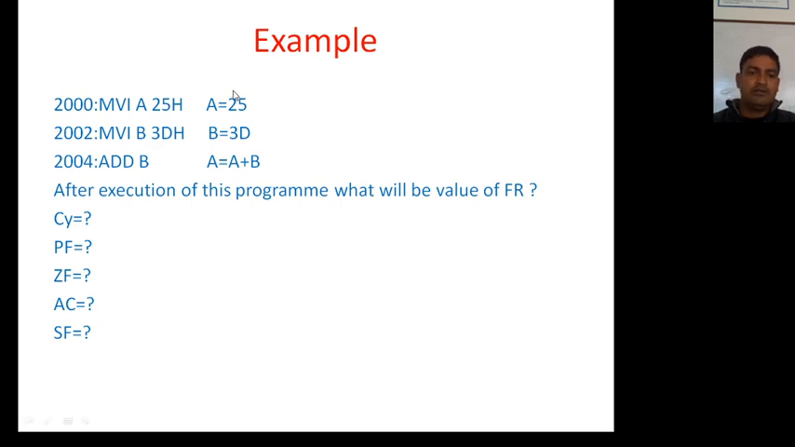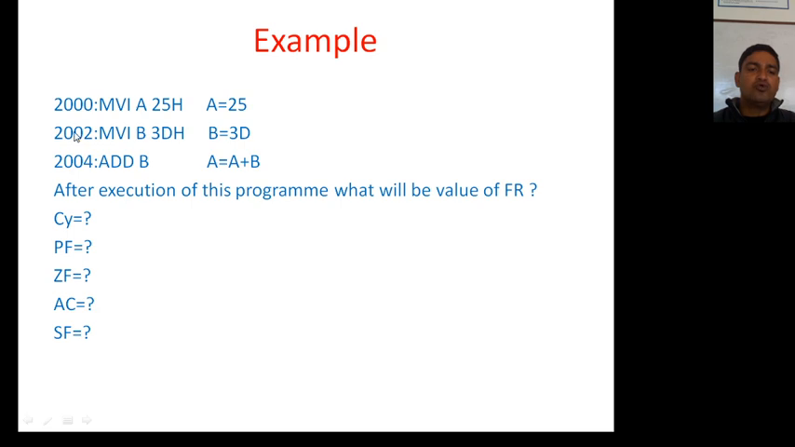Suppose this is your assembly language program. In 2000 memory address, the MVI A, 25 instruction means move 25 into the A register. There is immediate addressing mode, A equal to 25. Later on you will see the addressing modes of 8085.